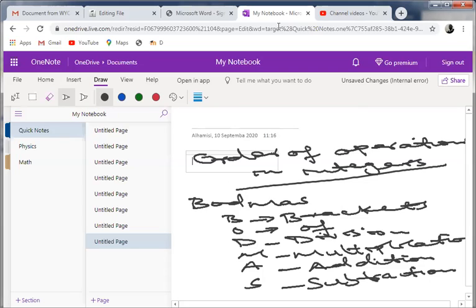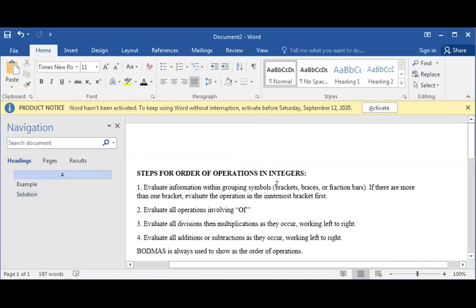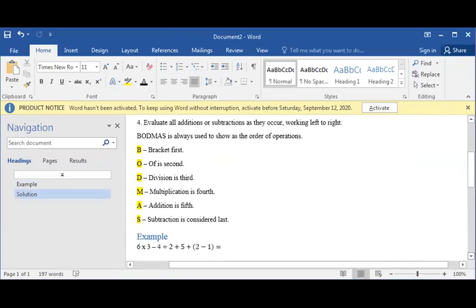Let me stop sharing this, and then I show the working that has been done in the notes that you have. So there's an example that is given here. But before that, we have talked about BODMAS. Just go to the brackets, work out whatever is in the bracket first, then you go to the second, division, multiplication, addition, and then subtraction.